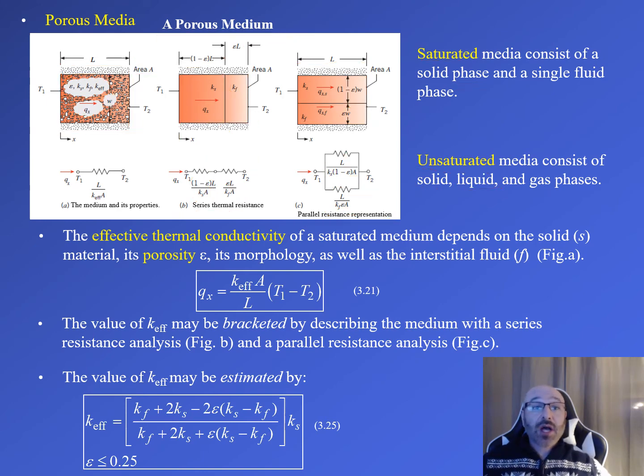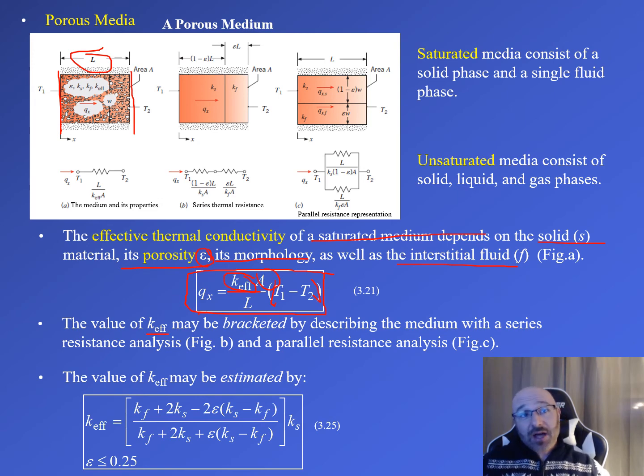Now the effective thermal conductivity of a saturated medium depends on the solid or solids material, its porosity. There's our epsilon value that we saw before. That's porosity, and its morphology, as well as the interstitial fluid F. So we can go back up to that figure and take a look at that. We have our related governing equation here now, where we have our Q sub X is equal to our K effective times the area divided by that length L, times our temperature difference between T1 and T2, which are our two surface temperatures on the outside of this porous medium.